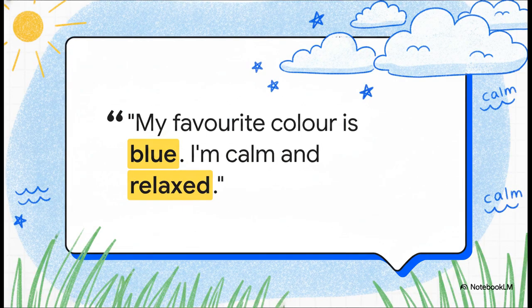Now for the flip side. Here is the summer grass example. My favorite color is blue. I'm calm and relaxed. In the summer, I lie on the grass and look up. So this has coherence, but absolutely no cohesion. The ideas actually relate to each other logically, the color blue, feeling calm, looking up at a blue summer sky, but there are zero grammatical transitions connecting those sentences together. It just feels super choppy and casual.